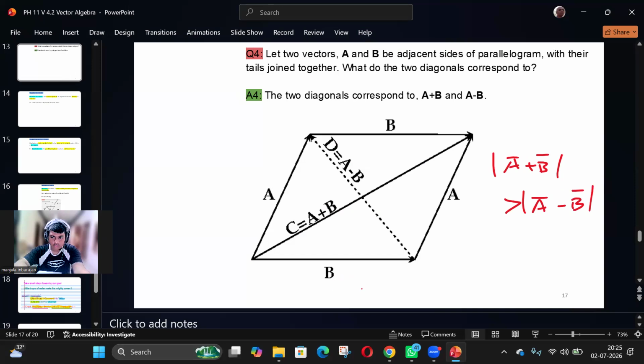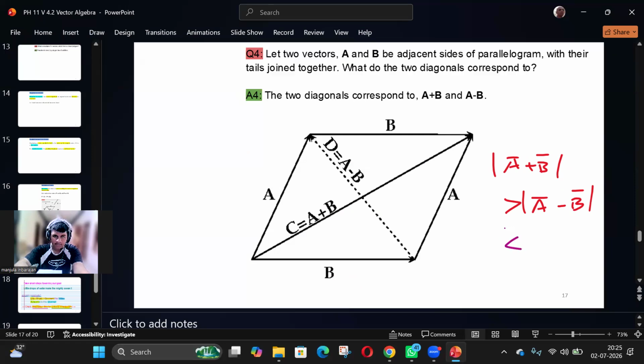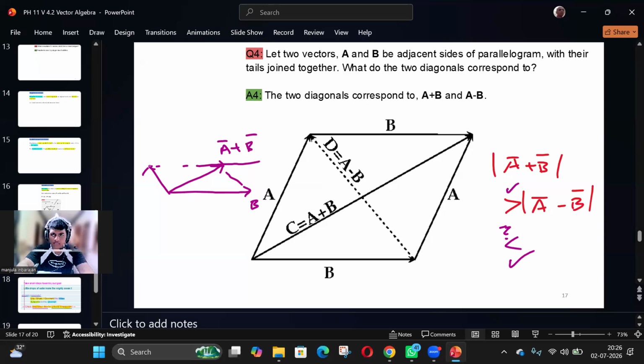Is it possible for A plus B to be less than A minus B? Second possibility, is this possible? The first case is possible because of the example I've shown here. Second case, is it possible for A plus B to be less than A minus B? It is possible. For that, you have to take an obtuse angle. A like this, B like this. Complete the parallelogram. So there is A plus B here, and the other diagonal is A minus B. So in this case, the length of A minus B is more than A plus B.